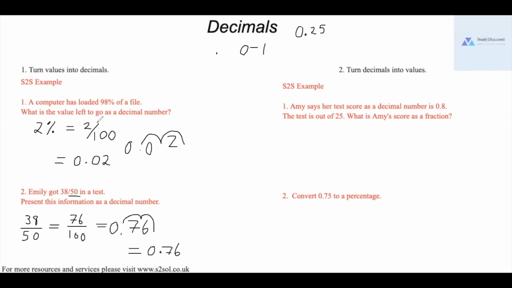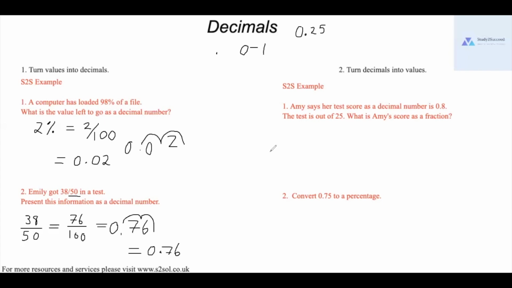So those are some examples of the types of questions you can get where you need to turn different values into a decimal number. So we've turned a percentage into a decimal number, and we've also turned a fraction into a decimal number. Now we need to know how to turn decimals into different values.